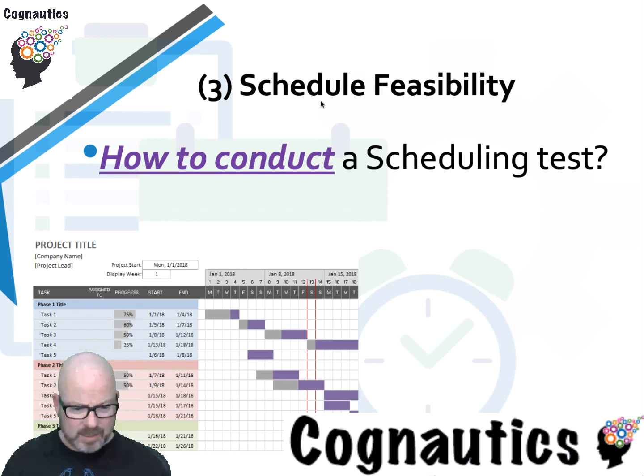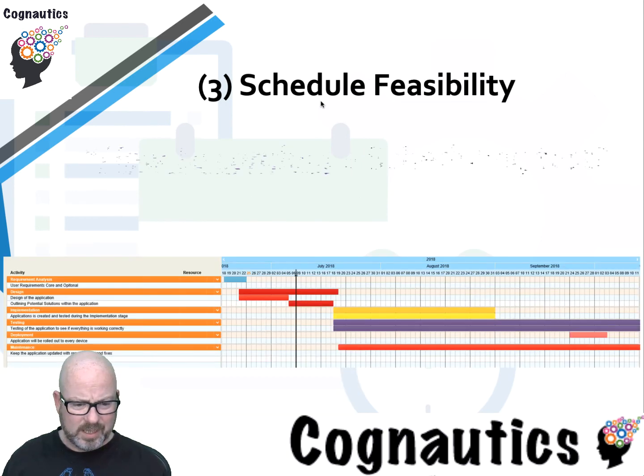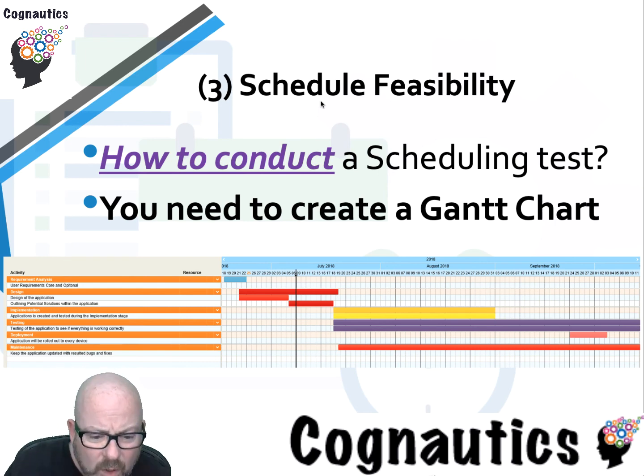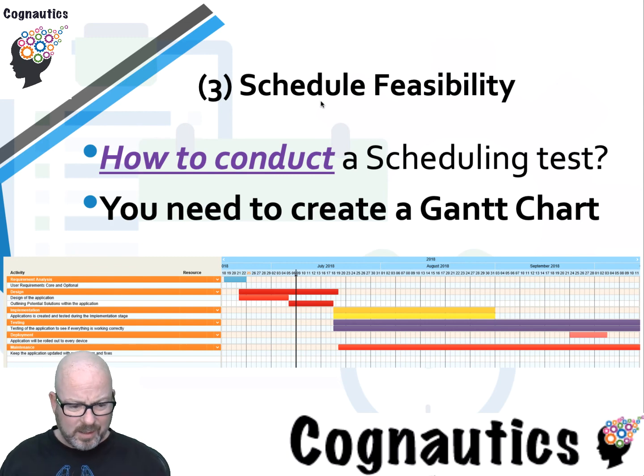So looking at the next Gantt chart I've got down here, and this is one that was created by a student last year, you can see that you've got requirement analysis, user requirements, design of the application, outlining potential solutions. All of the different parts of the methodology are listed on the left-hand side there. And then you've got June and July. He starts at the 18th of June. And then you've got the different tasks in different colours, and each task lasts a different length of time.